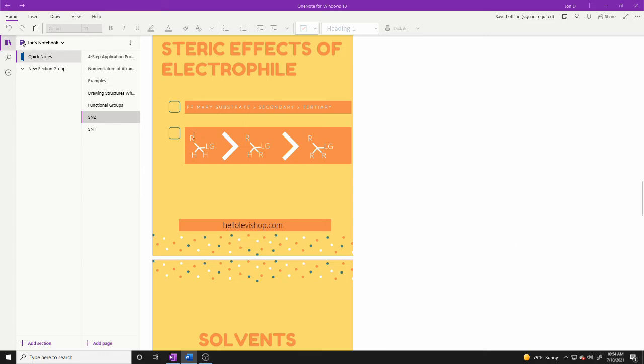And right here is a primary substrate, which means that it only has one alkyl group indicated by the R. And that will react with the nucleophile faster than a secondary substrate, which will then have less crowdedness, and so on and so on. This right here is also a tertiary substrate because there's three alkyl groups attached to it.